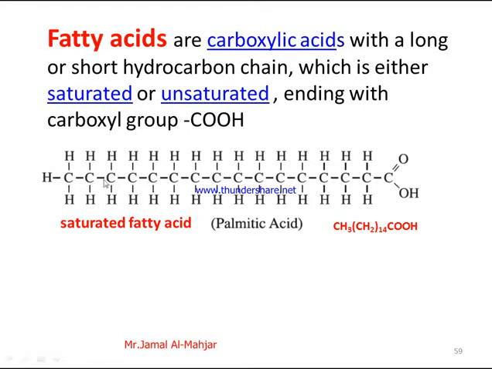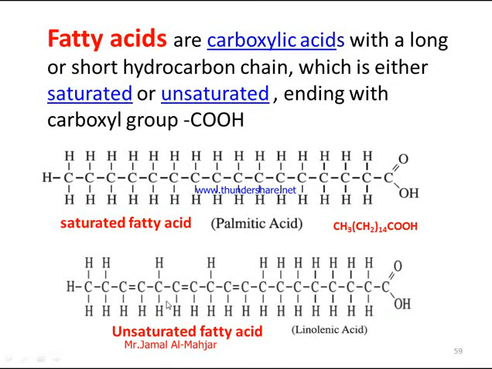As we see here, the bonds between carbon and carbon atoms, all of them are single bonds. Yes, that's why they are saturated fatty acids. By the way, the name of this compound is palmitic acid. So if they are in the lipids, like them, they are fat because we have single bonds between carbon-carbon atoms.